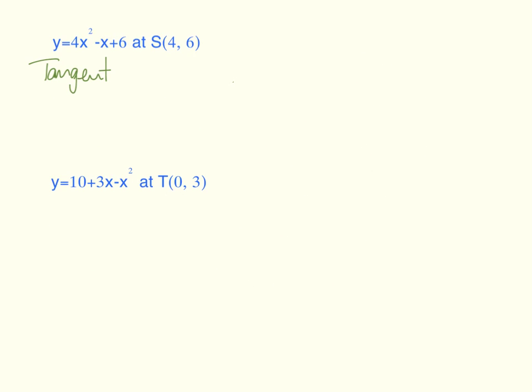Okay, so hopefully you've worked them out. For this one, your tangent is going to be y is equal to 31x minus 118, and your normal is going to be y is equal to minus 1/31 x plus 190/31. If you want, you can multiply throughout by 31.